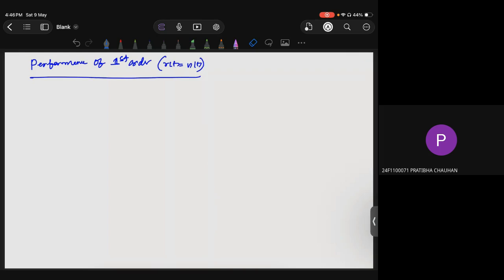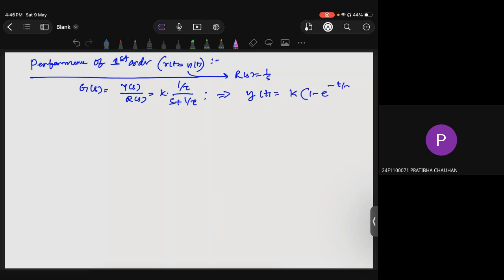So here you have your transfer function, G of s as y of s by R of s equal to k times 1 by tau divided by s plus 1 by tau. Here we are saying R of t is the u of t, so R of s is 1 by s. If you substitute and find y of t, you will get something like k times 1 minus e power minus t by tau. This is the function.